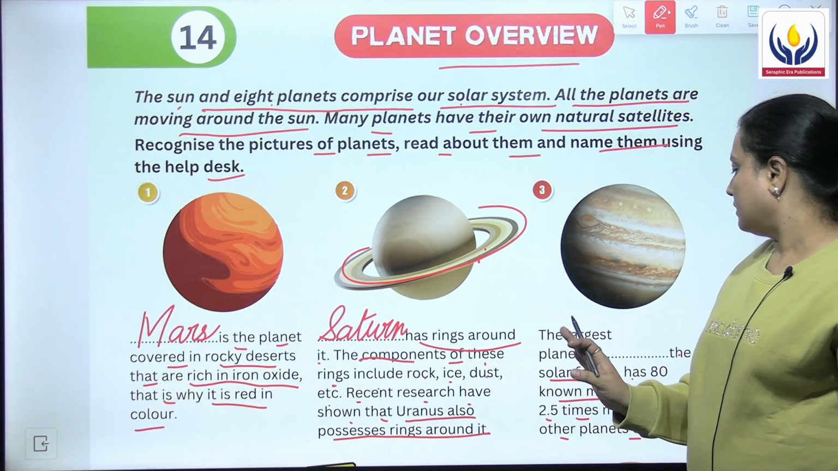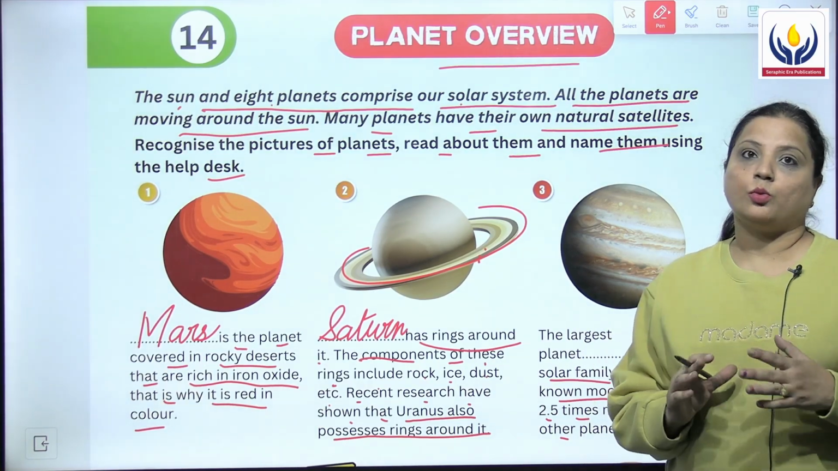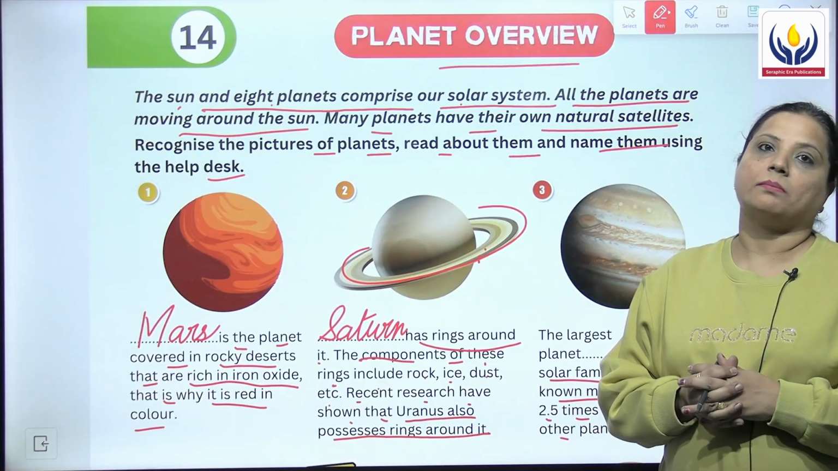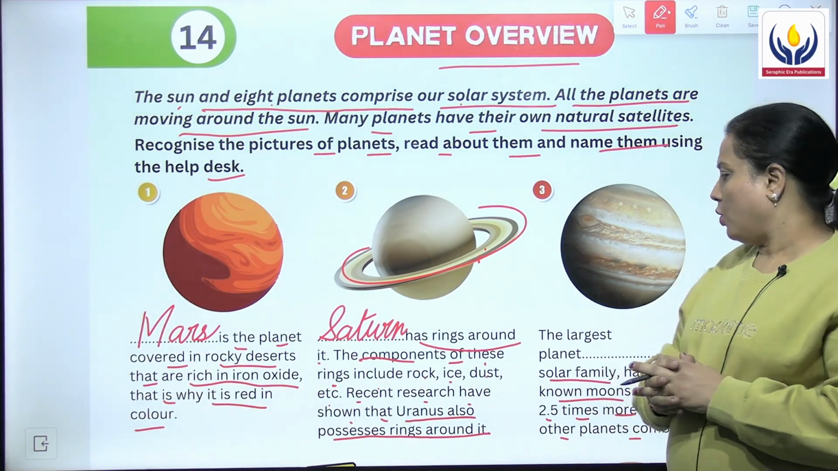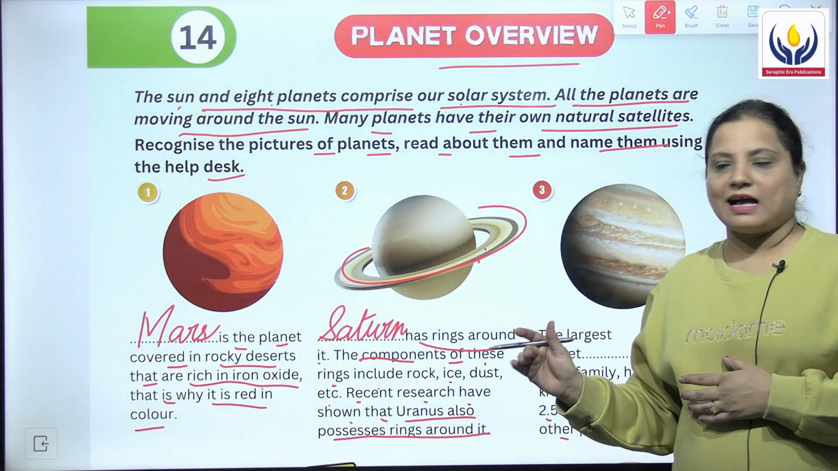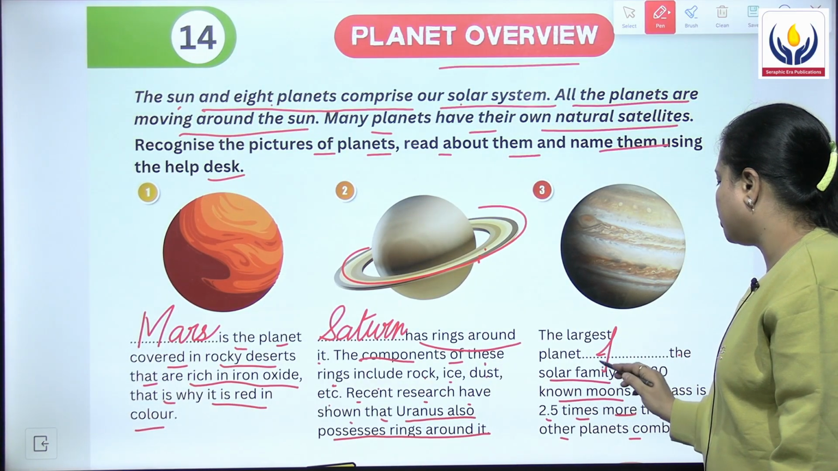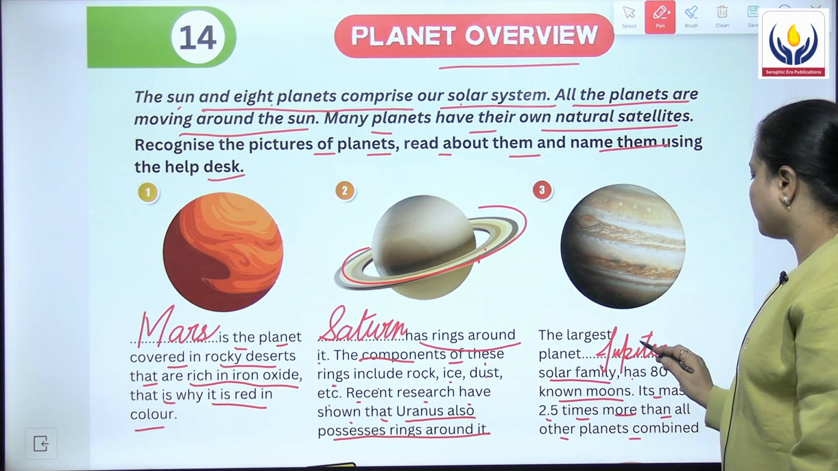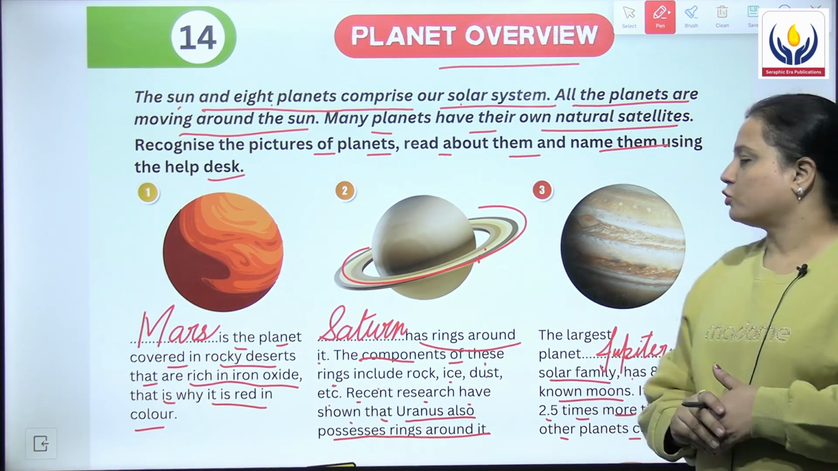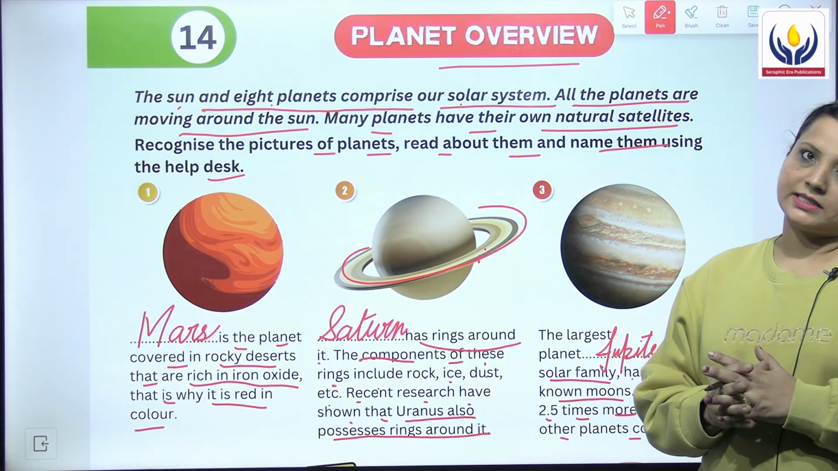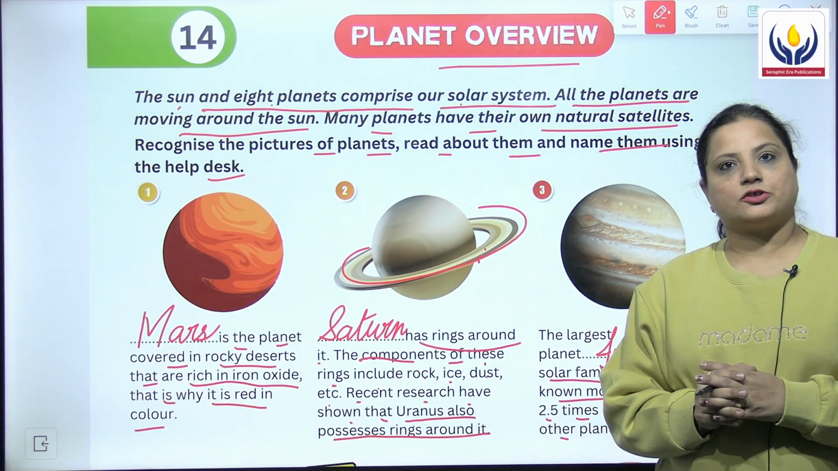It says that its mass is 2.5 times more than all the other planets if we combine them. So what is this planet known as? This is actually Jupiter. So this planet is the largest planet of our solar system. Let's now move to the other pictures also.